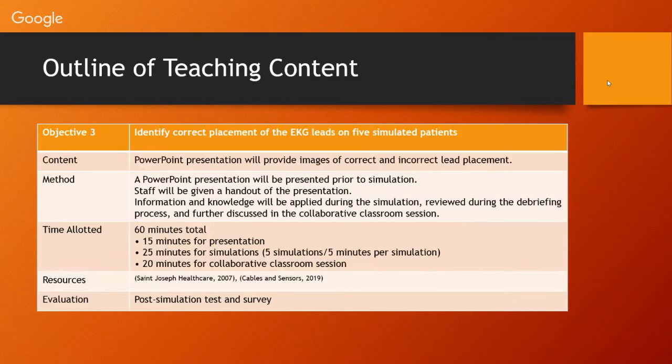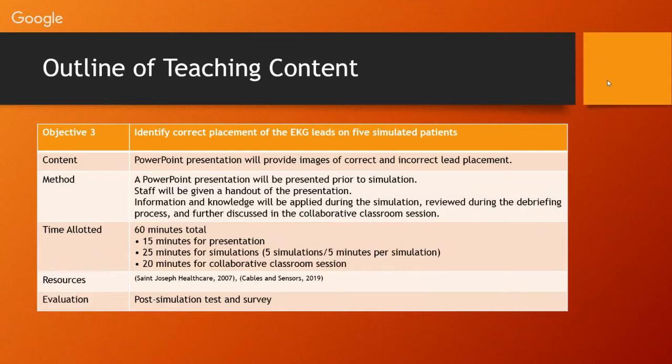Objective number 3, identify correct placement of EKG leads on 5 simulated patients. The content will be presented in the PowerPoint presentation, which will provide images of correct and incorrect lead placement. The method for presentation is the PowerPoint presentation, which is presented prior to simulation.